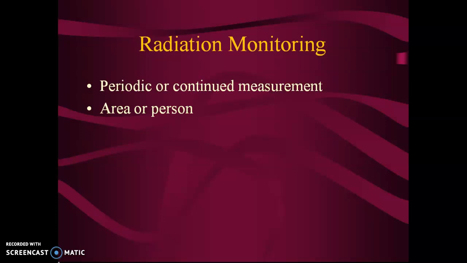Continual means that either the person's wearing the monitor or there's a monitor in the room that measures all the time. With an area versus a person, you can measure the amount of radiation in an area, say the hallway between radiation units. You can see if there are any radiation leaks that exceed what you would want in the hallway or an area that's near an exposure room. Or the operator can wear a badge that would measure how much radiation they're exposed to. It's just a difference of whether you want to know how much radiation is present in an area that people could be exposed to, or how much radiation an individual operator is being exposed to.